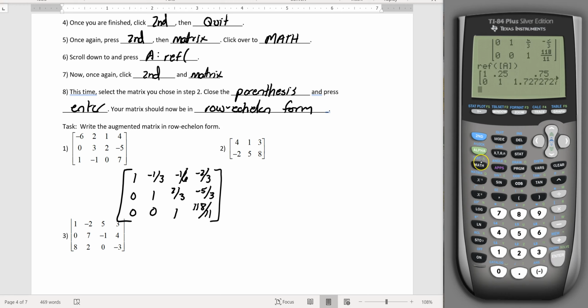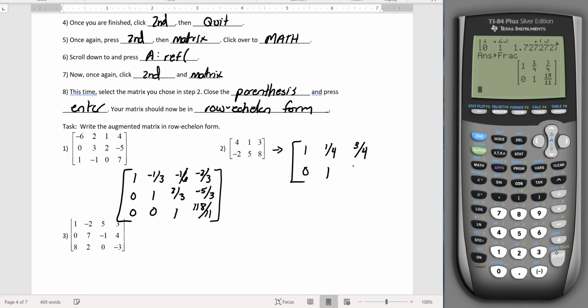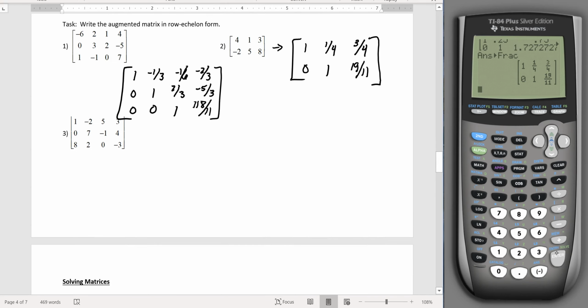And here we go. Don't like that. Turn it into fractions. Math, frac. Beautiful. All right. So this one was 1, 1/4, 3/4, 0, 1, 19/11. All right, why don't you try one on your own? Go ahead and pause the video, try number 3 on your own, and then we'll check it together.